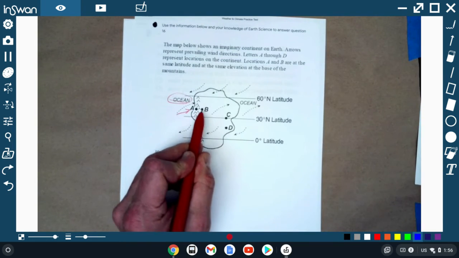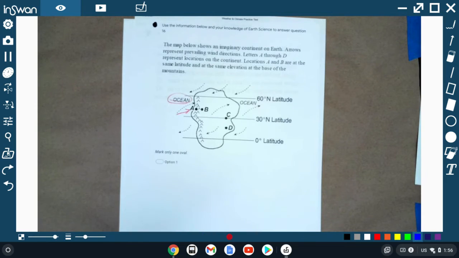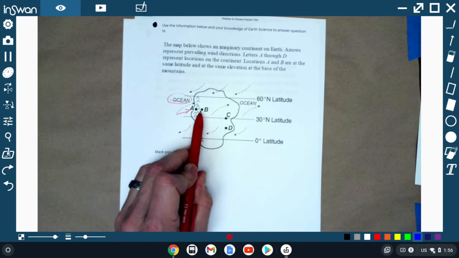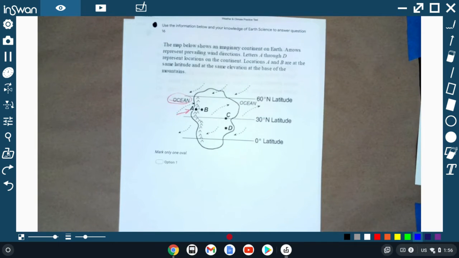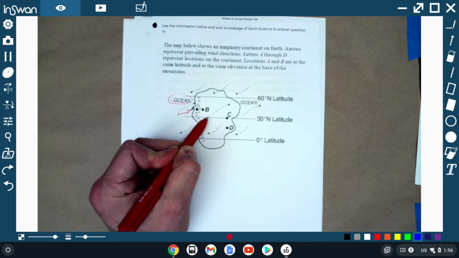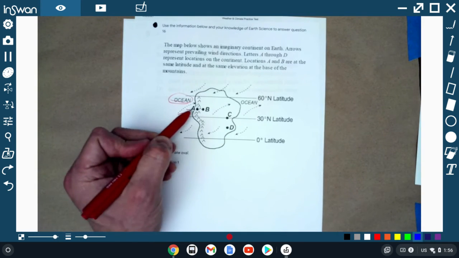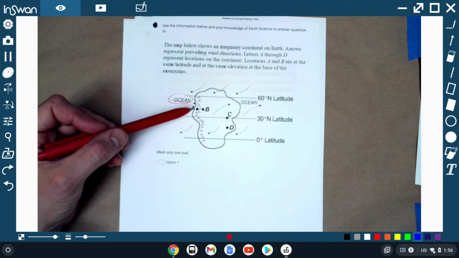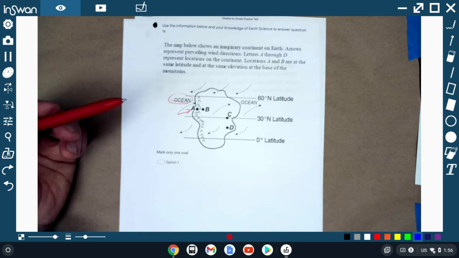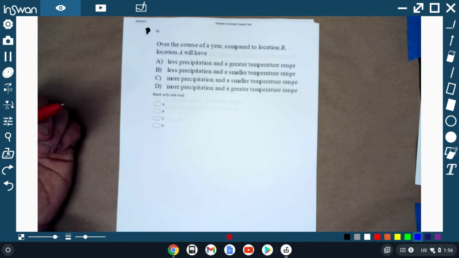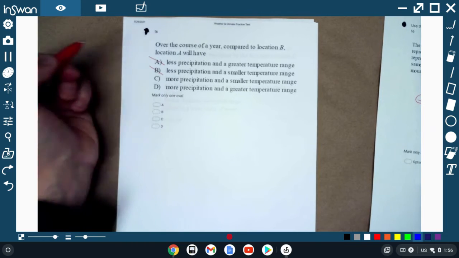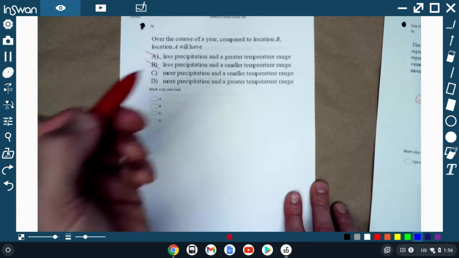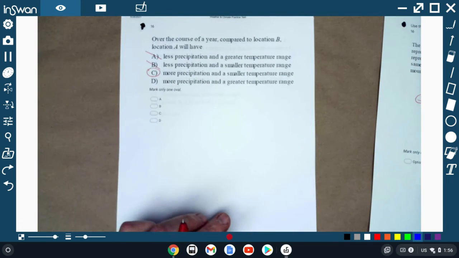But now look at A compared to B. A is right on the coast, so its temperatures aren't going to change as much. They're not going to fluctuate as much. The colds aren't going to be as cold and the hots won't be as hot. But now location B should be pretty hot in the summer and pretty cold in the winter. And the air is going to have to come back down the mountain, so it won't have as much moisture there because it's already dropped it at location A. So location B should be drier. So let's think about it. A should have much more precipitation, and the temperature range shouldn't be as much. So we're going to look at more precipitation. So B and A are out. And we're going to have a smaller temperature range, which is right here. So letter C for number 16.